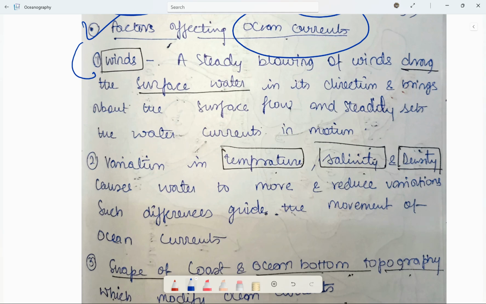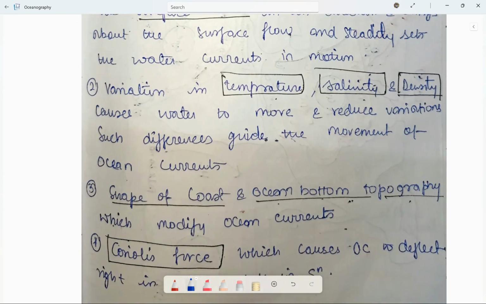Next is variation in the temperature, salinity, density. This causes the water to move and reduce the variations. Such differences guide the movement of ocean currents. Next comes the shape of the coast and the oceanic topography. This also decides, they modify the ocean currents.